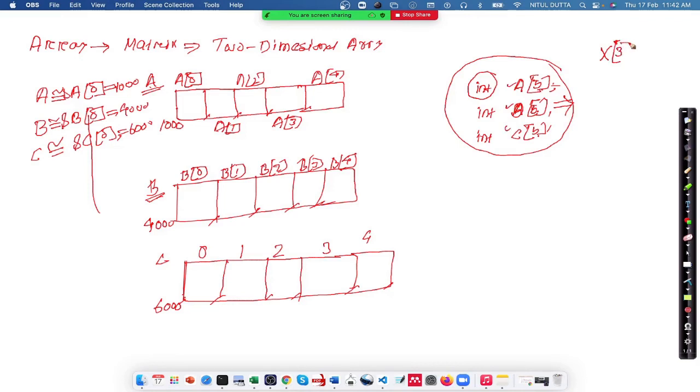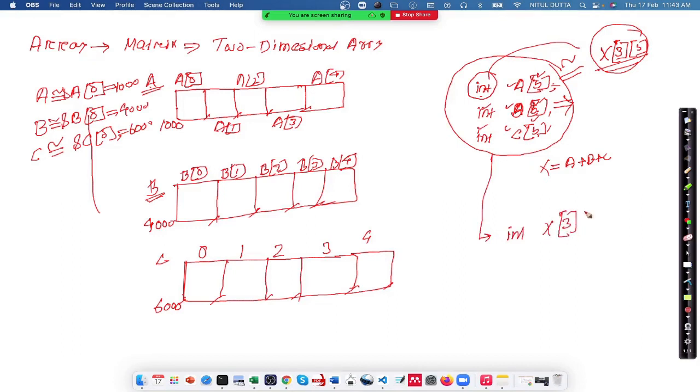So I will put the first one as 3. How many elements in their range? This range is say 5, like this. This declaration is equivalent to this declaration, where X represents A plus B plus C. Since the data type is the same for all, this can be replaced as integer X[3][5].